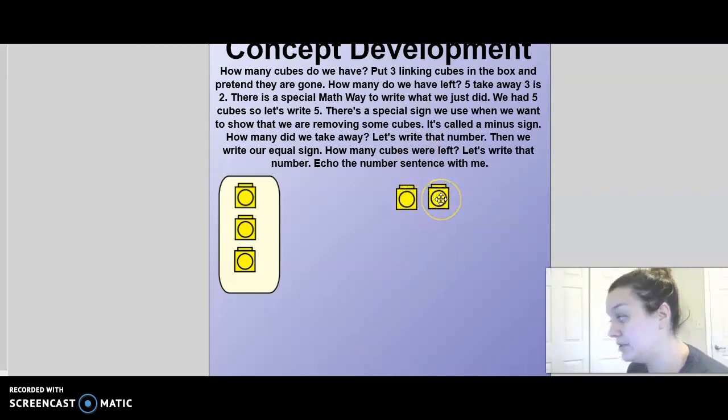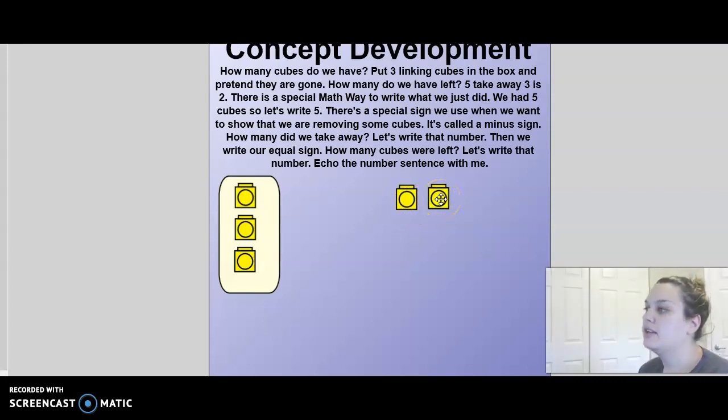1, 2. Very good. So, this is crazy, but there is a special way to write what we just did in a number sentence. Now, I know when we were doing addition, we did part plus part equals whole. We're going to learn how to write a subtraction sentence today. So if you need to, go ahead and pause me, and I'd like you to grab a pencil and some paper or a whiteboard, something you can write with, okay? Go ahead.